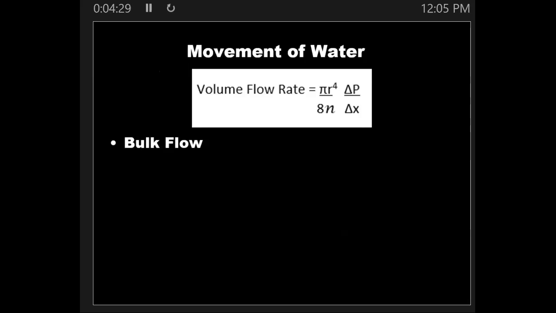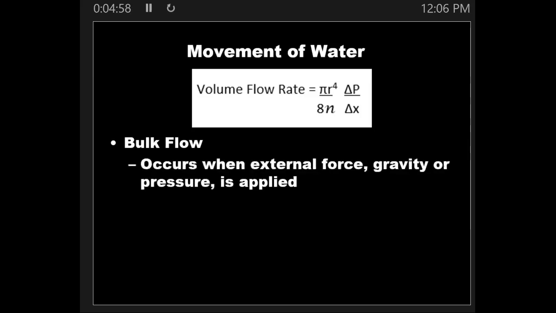And bulk flow, again, this is the equation. They looked at the flow rate, and it's equal to pi times r to the fourth divided by 8 times eta, and then you see there's a pressure gradient, delta P over delta X, a difference in pressure between point A and point B. So bulk flow is looking at when there's some kind of external force like gravity or pressure being applied to a system of some sort.